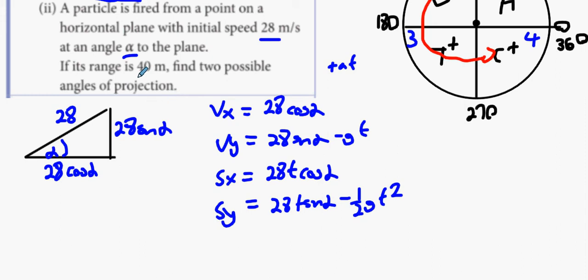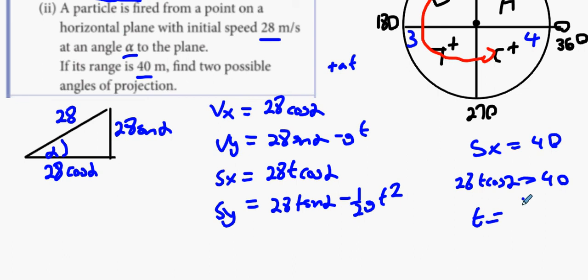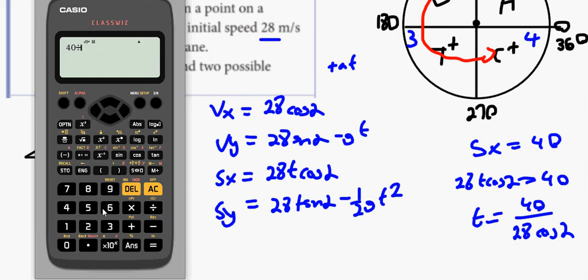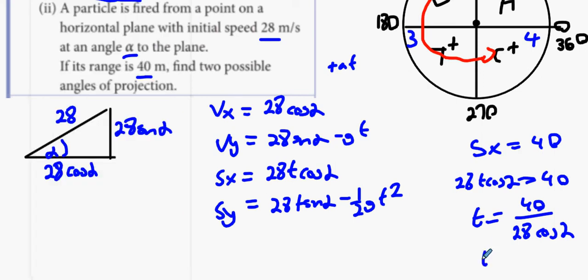It tells me what the range is. So what can I put this equal to? Sx or sy? Yeah. Sx equals 40, and 28t cos alpha equals 40. The time of flight t is the same as 40 over 28 cos alpha. In your test, always make sure you break it down to the smallest fraction possible. 10 over 7. So 10 over 7 cos alpha.